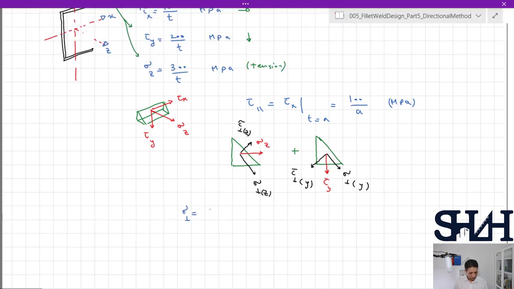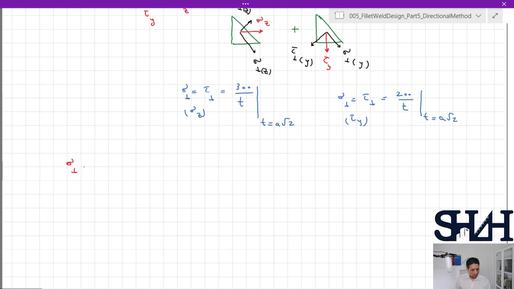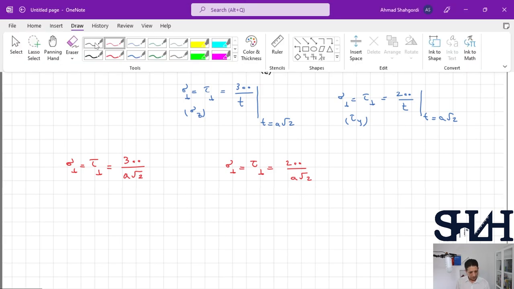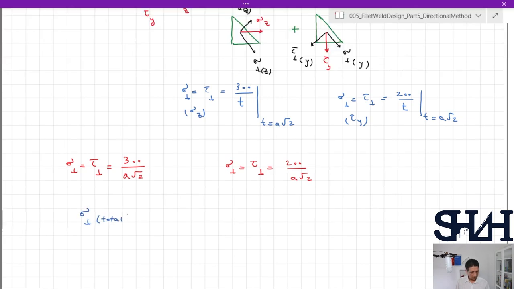So these two values due to sigma z will be 300 divided by t, and I have to substitute t with a square root of 2, and also these two, sigma perpendicular, tau perpendicular due to tau y, will be 200 divided by t, substituting t as a square root of 2. Now we can write down these two, 300 divided by a square root of 2, 200 divided by a square root of 2. Now we can see that sigma perpendicular in both cases are in the same direction. As a result, sigma perpendicular total will be 300 plus 200 divided by a square root of 2, 500 divided by square root of 2 times a.